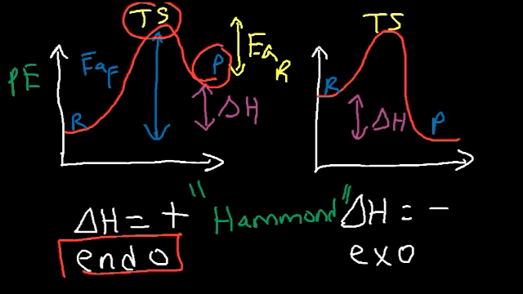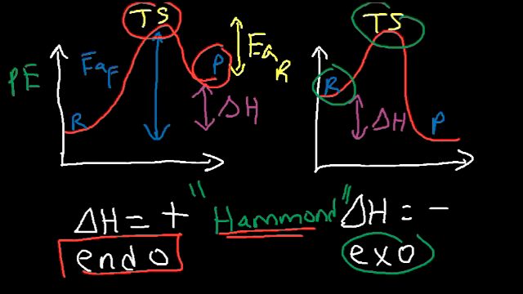Now, for an exothermic reaction, it's different. The reactants are closer to the activated complex, so therefore the transition state looks more like the reactants than it does compared to the products. And so that's the main idea behind Hammond's postulate. Basically, the species that is closer in energy to the transition state resembles or looks more like the transition state.